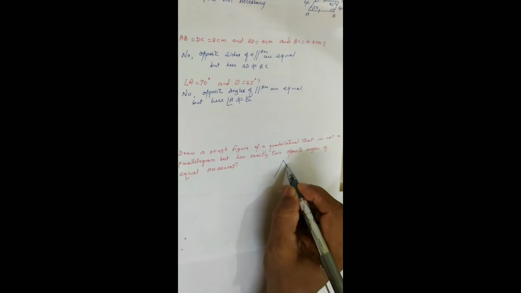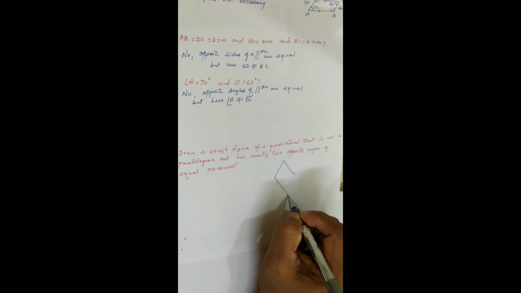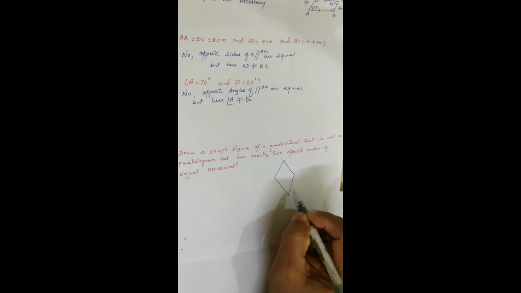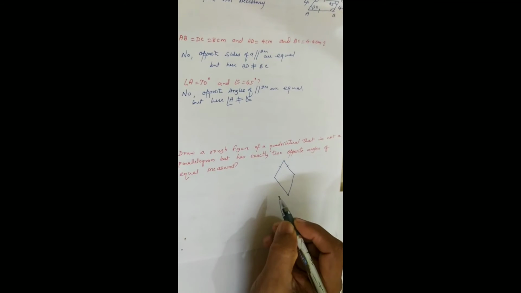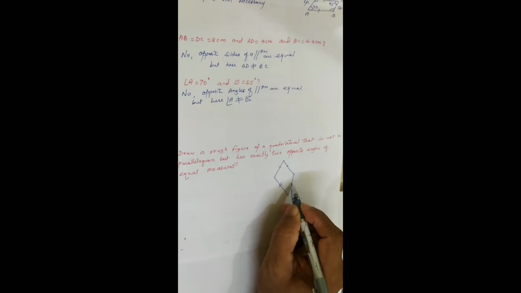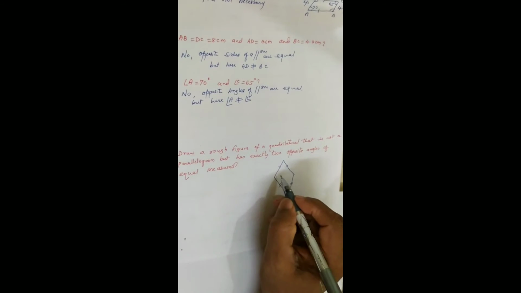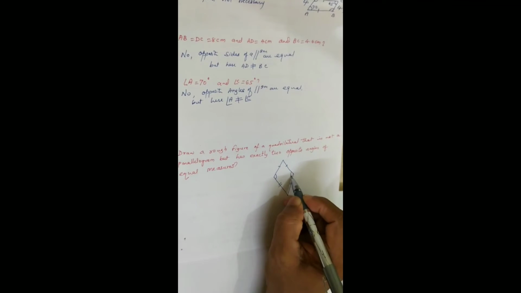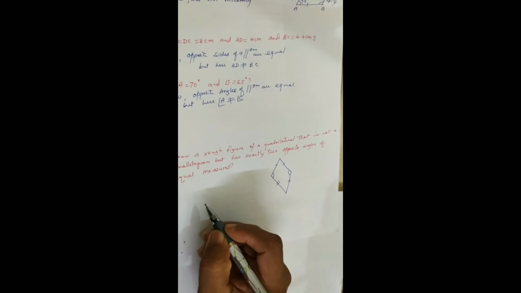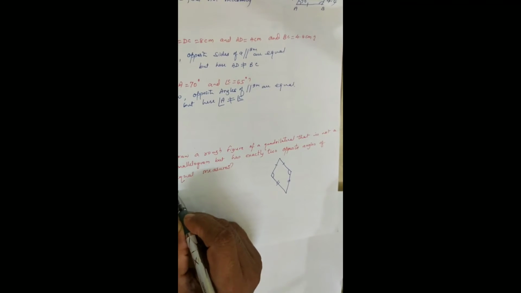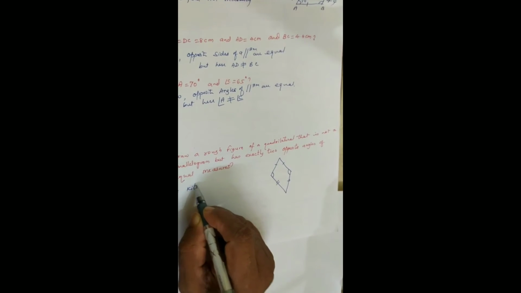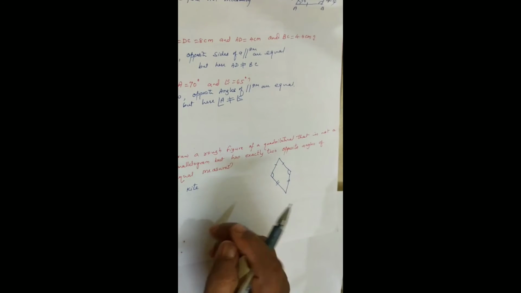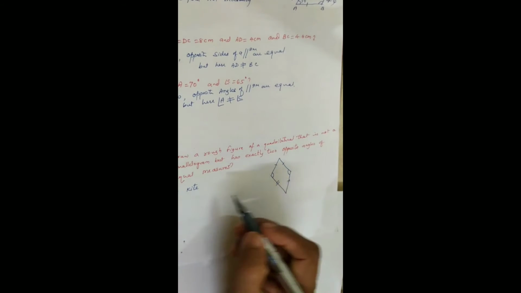Among them, one, this diagram is of a kite. Opposite sides are equal. This is equal to this side, and here we can see this angle is equal to this angle. So the answer we can say is kite. Two opposite angles are of equal measure.